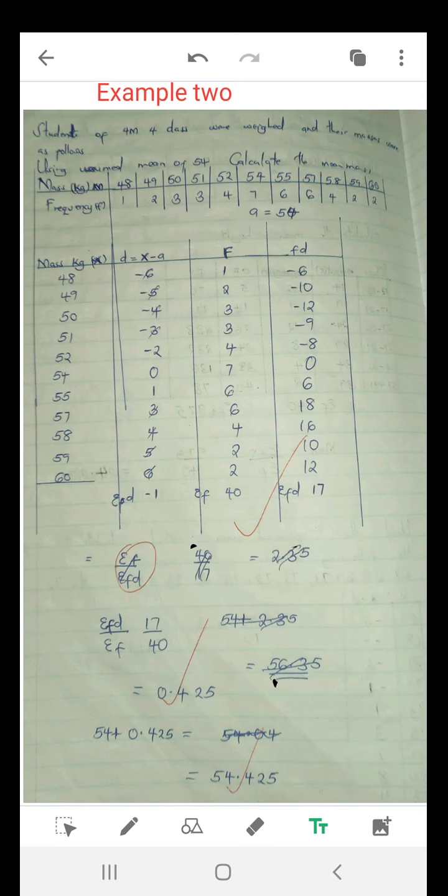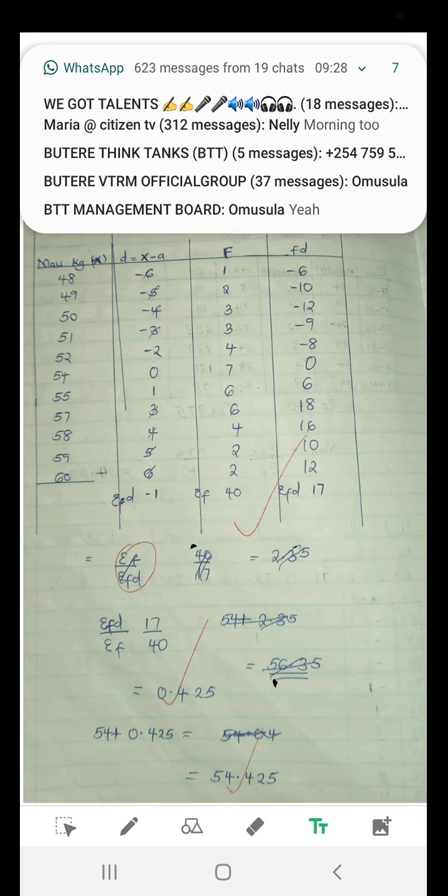So you have frequency, then you have the masses in kg, that is x, what we call x. Now from there we know the procedure. First, you have to get the deviations of x from the assumed mean. You get the deviations by subtracting the assumed mean from x, so it becomes x minus assumed mean. Our assumed mean is 54.